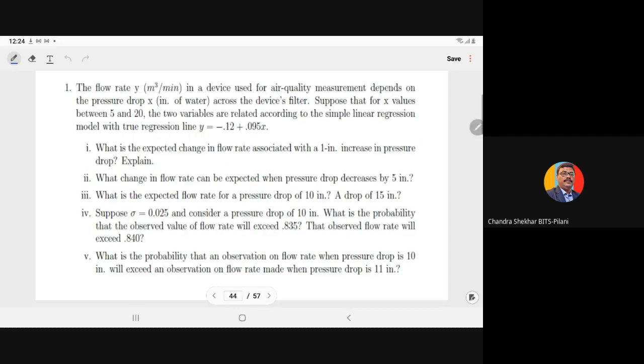There are four questions in tutorial sheet 12. Let us start with the first one. Tutorial sheet 12 is based on linear regression.